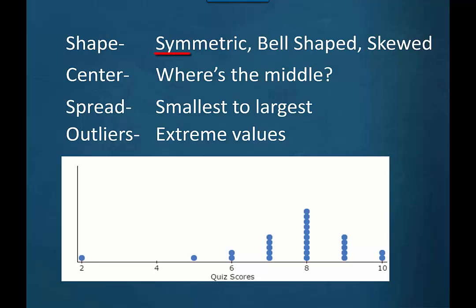Okay, for the shape, this graph is roughly symmetric. It is roughly bell-shaped. It is not skewed though, and we will talk more about skewedness in a later lesson. The center, sort of where's the middle? The middle here is around 8. We can see 8 is the mode, the one that occurs most often. It's sort of the peak of my dot plot. And do we have any extreme values? Yes, over there, 2, right?